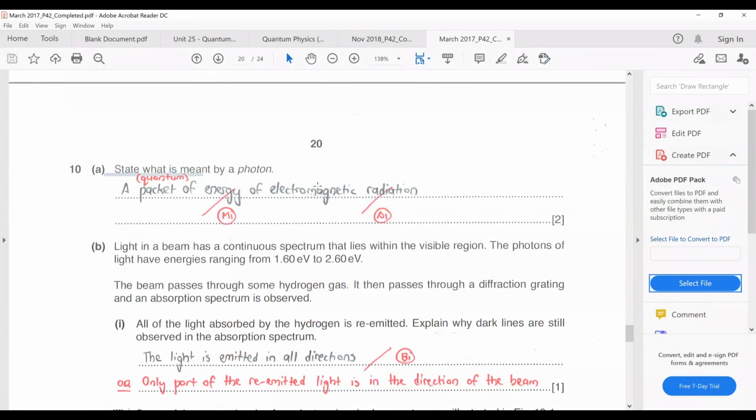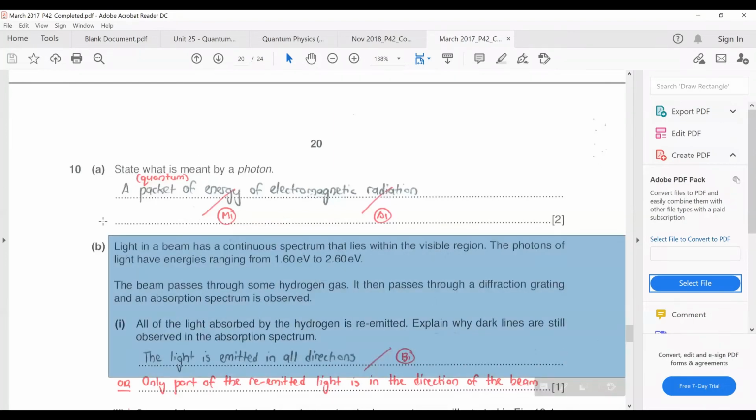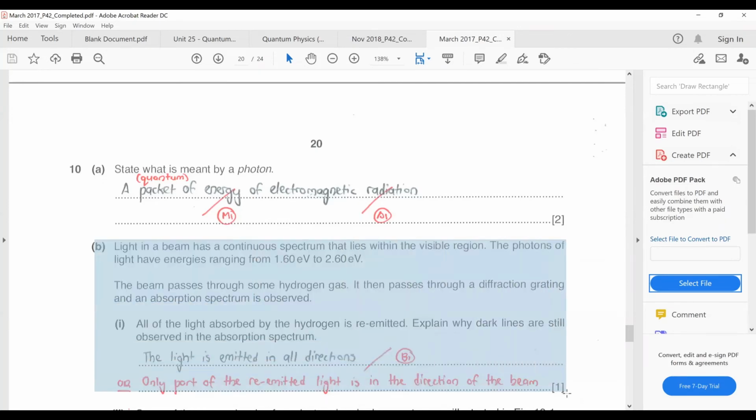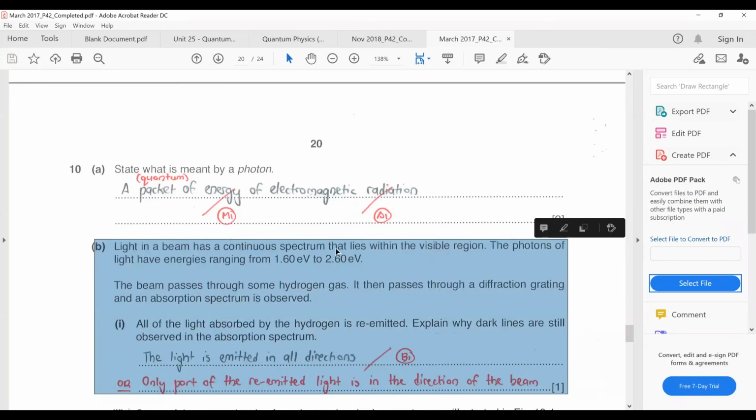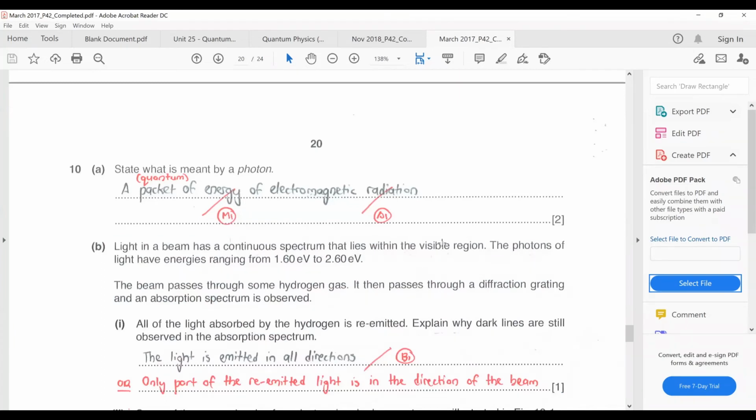Now, remember, a photon is just a packet of energy of EM radiation, electromagnetic radiation. Part B is the one I want to talk about. Light in a beam has a continuous spectrum that lies between the visible region. The photons of light have energies ranging from 1.6 eV to 2.6 eV. The beam passes through some hydrogen gas. It then passes through a diffraction grating and an absorption spectrum is observed. All the light absorbed by the hydrogen is re-emitted. Explain why dark lines are observed in the absorption spectrum.